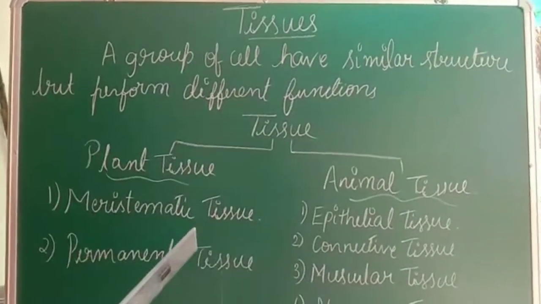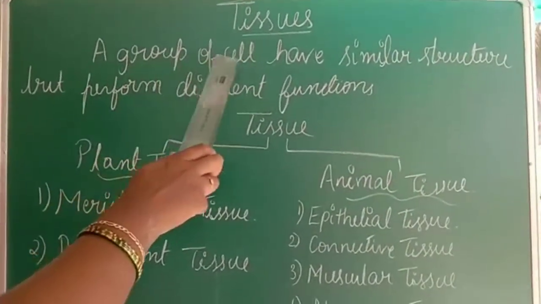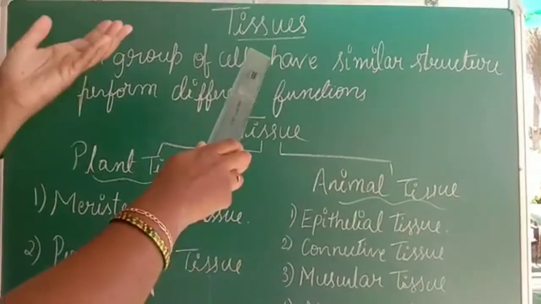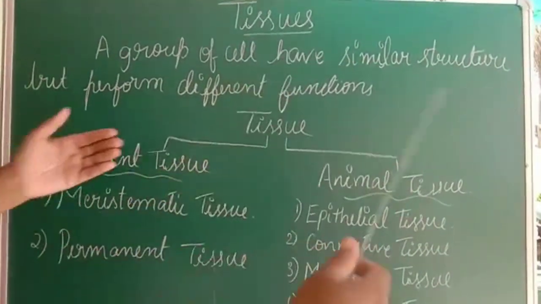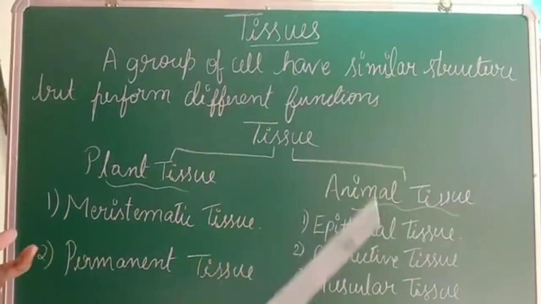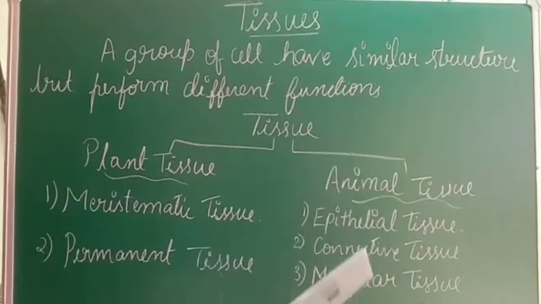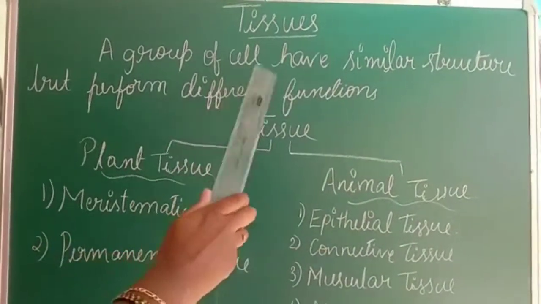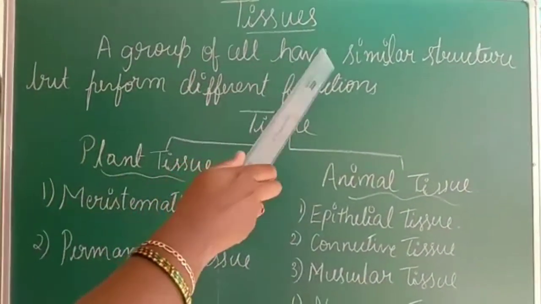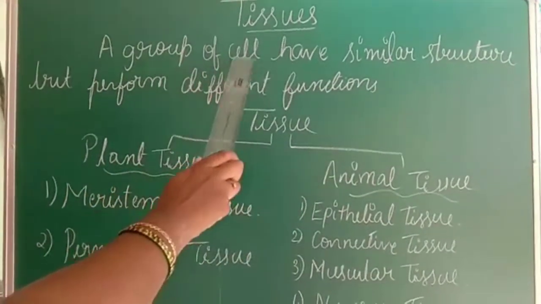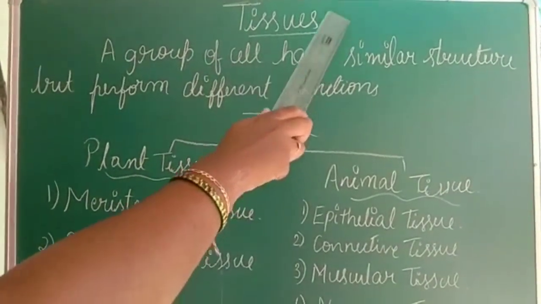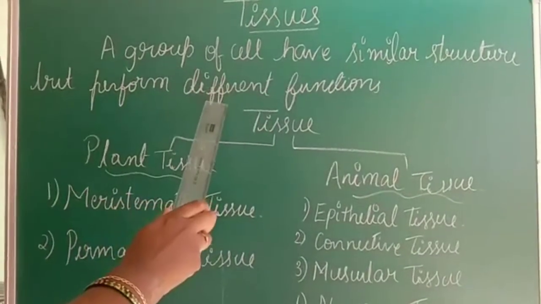Now what is a tissue? A tissue is a group of cells having similar structure but performing different functions. Tissue means a group of cells. Cells are grouped together and have a similar structure. Similar structure means they look the same. Even though they look the same, they perform different functions. So that group of cells is called a tissue.